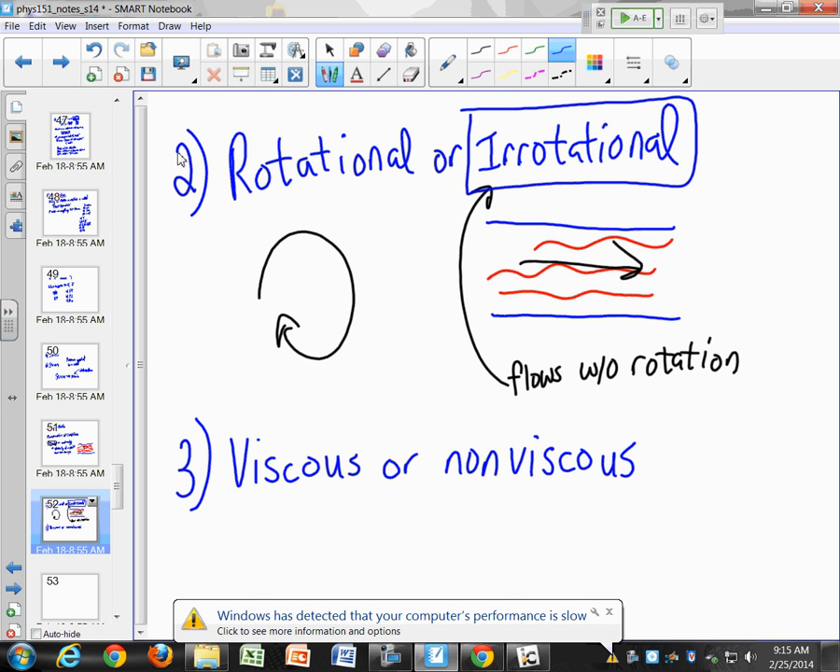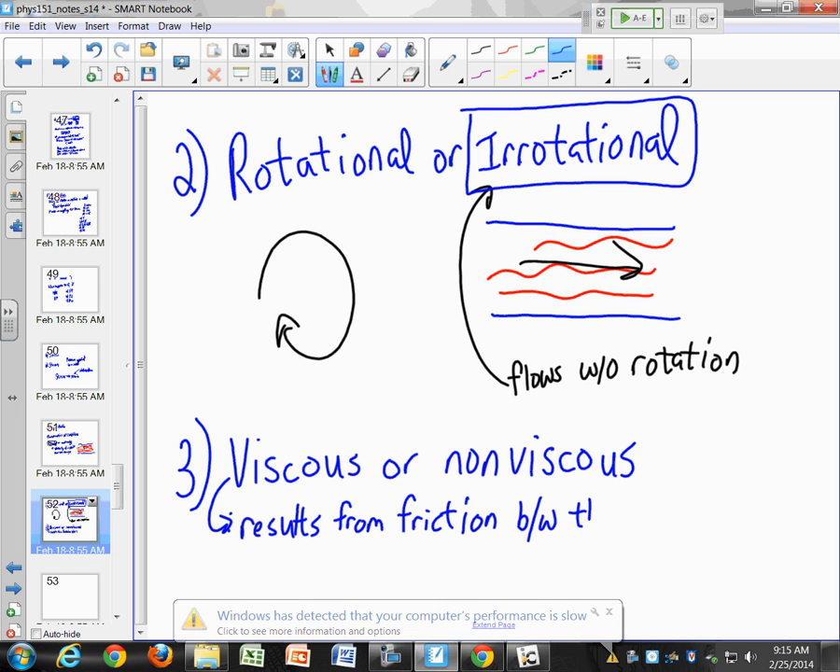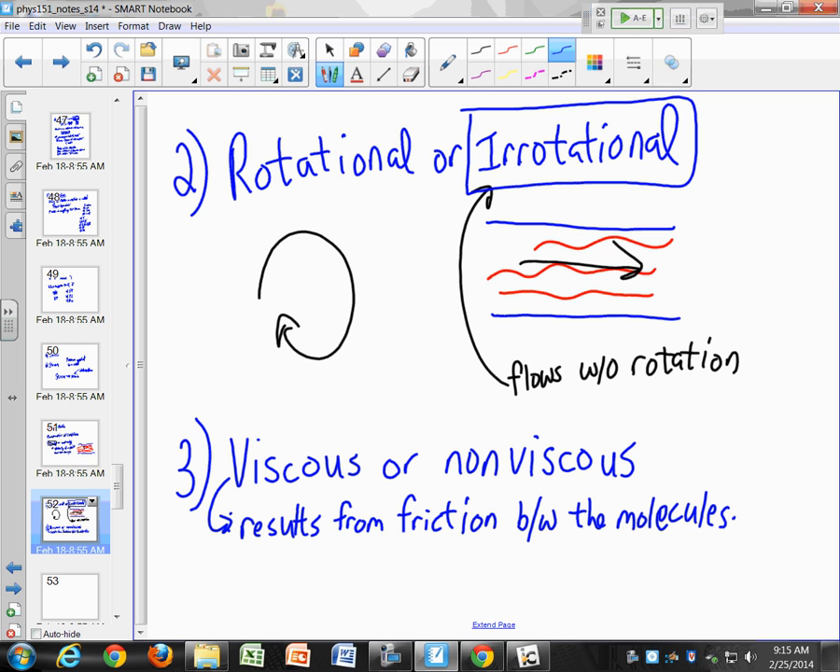So viscosity, a viscous fluid, this results from friction between the molecules for a viscous fluid. So literally, they rub up against one another, and it causes them to flow at a slower rate, the greater the viscosity.